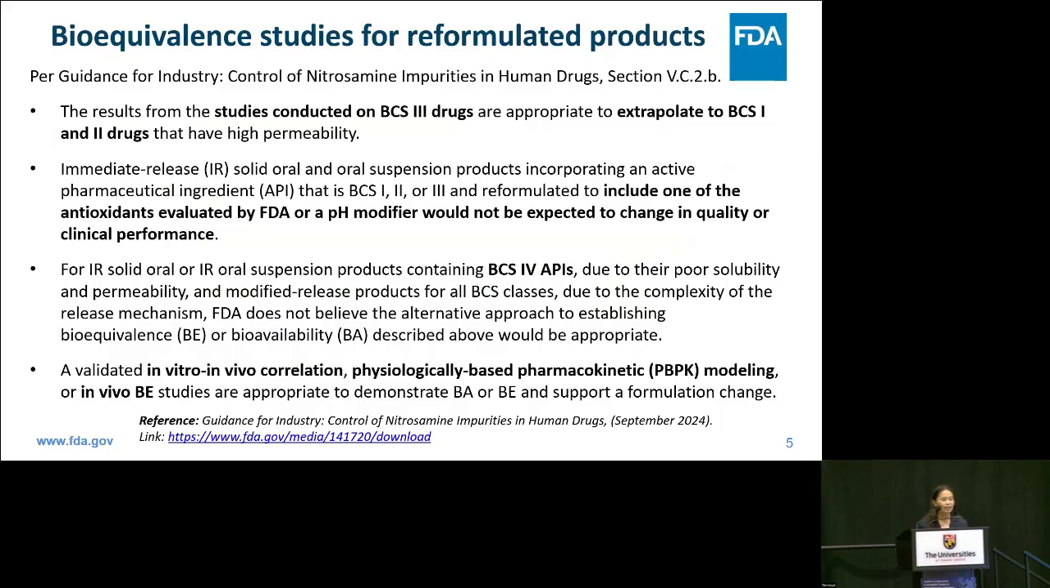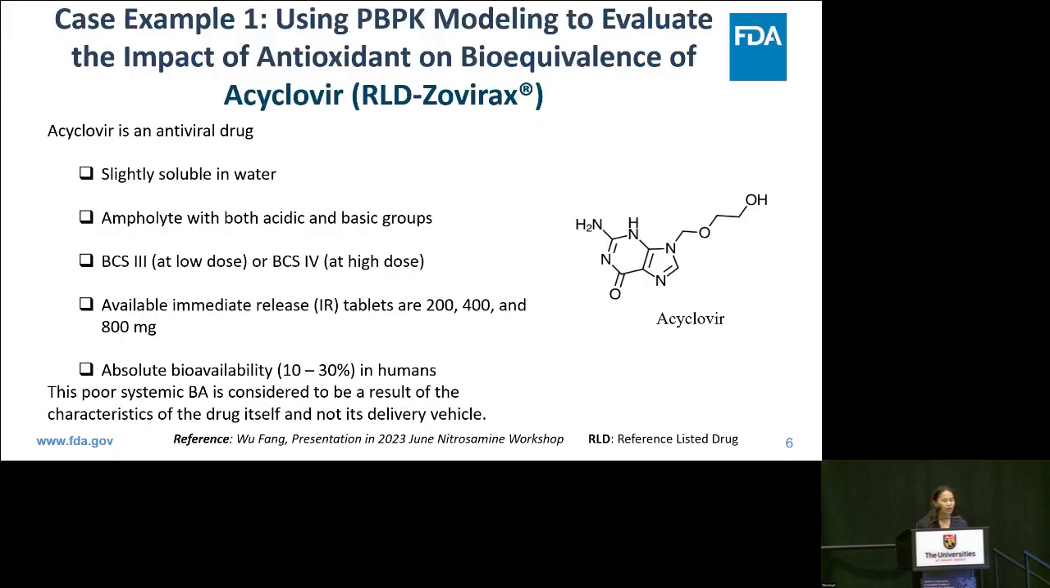As indicated in the guidance, these research results conducted on BCS3 drugs appropriately extrapolate to BCS 1 and 2 drugs that have high permeability. However, due to the complexity of the low permeability and low solubility for the BCS class 4 drugs, a validated in vitro-in vivo correlation, PBPK or PBBM, and/or in vivo BE studies are appropriate to demonstrate BA or BE and support formulation change. Today, I would like to present some of our previous experiences on using PBPK modeling to evaluate the impact of excipients, including antioxidants, on BE of some BCS class 4 drugs.